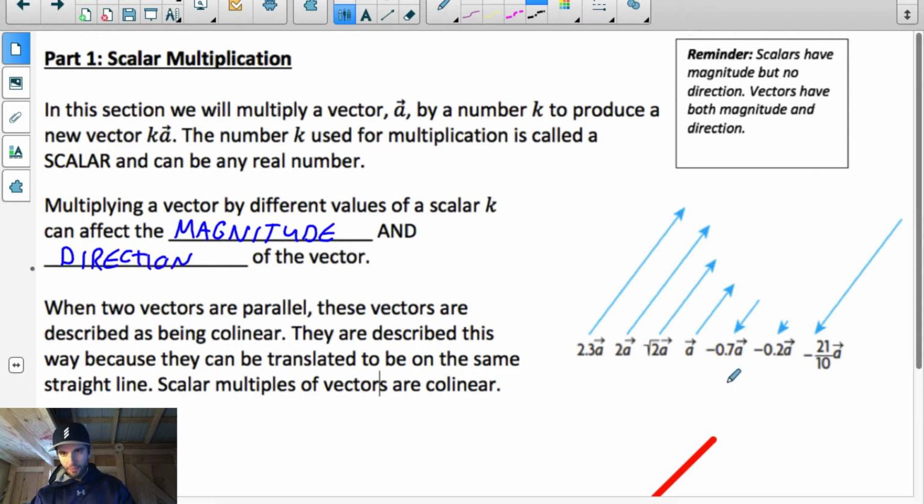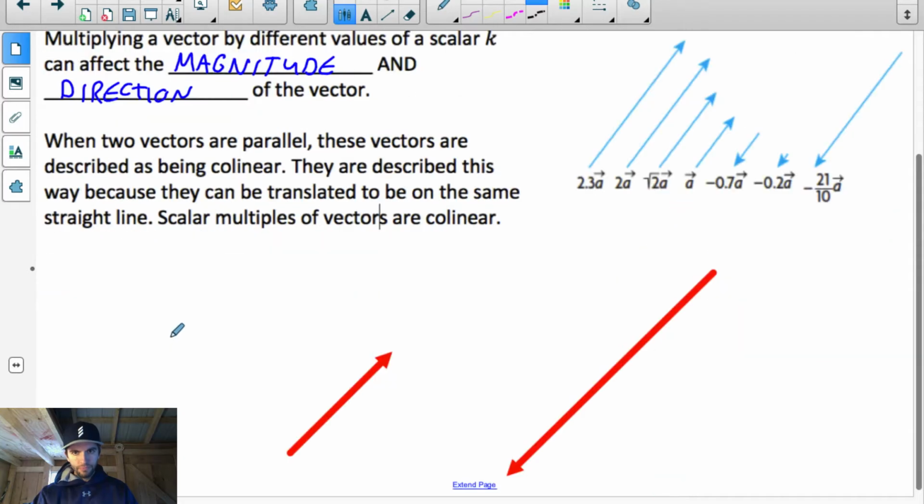If we look at this diagram over here, all these vectors have different magnitudes because they've been multiplied by different scalars. The directions of the first 4 are all the same, but the directions of the next 3 are all in the exact opposite direction. We'll talk about why that happens and when that happens as we move forward. Another statement says here, when two vectors are parallel, these vectors are described as being collinear. They are described this way because they can be translated to be on the same straight line. Scalar multiples of vectors we'd say are collinear.